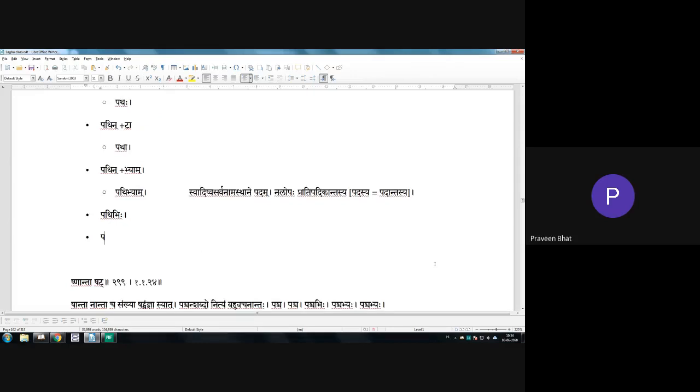Then Nye, you will get Path, and then Nye, Pathe. Nye content is akara by Lashakvat taddite tasya lopaha, Pathe. Pathe, Pathibhyam, Pathibhyaha, just add to your Pathibhyaha, Nalopah Pratipadikantasya, Pathibhyaha.